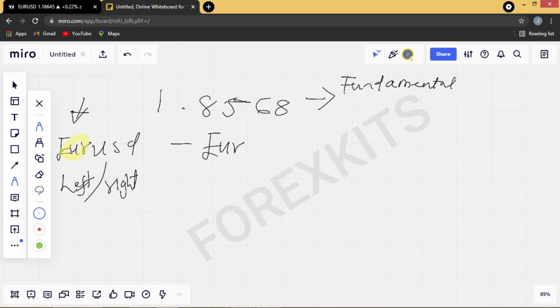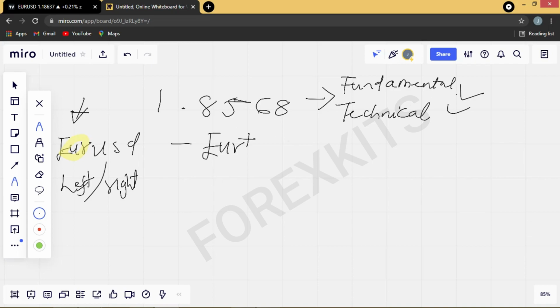Whatever it is, a news release, right? And we believe that that particular currency is going to appreciate or depreciate, then we can take a trading decision. And another one is technical, using market structures and data that you have on your chart, using historical data changes, to determine what you want to do in the future.